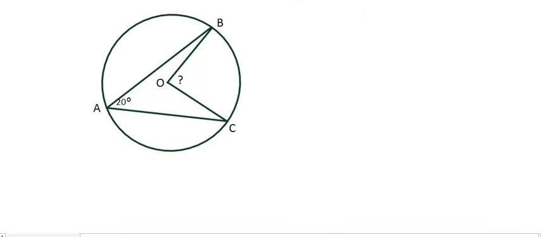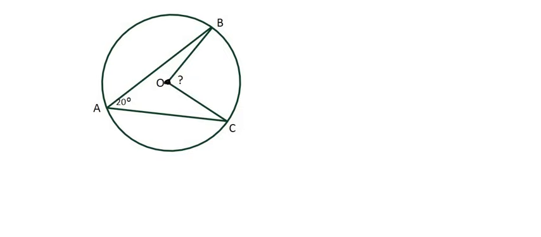So with this question here, for example, which letters are forming angle O? Well, if we had to go backwards, we would get back to B, and if we went this way, we would get back to C. And which letters are forming angle A? If we go from A backwards to the edge of the circle, you would hit B, and if you keep going, you would hit C. And so B and C are forming A, and they're forming O.